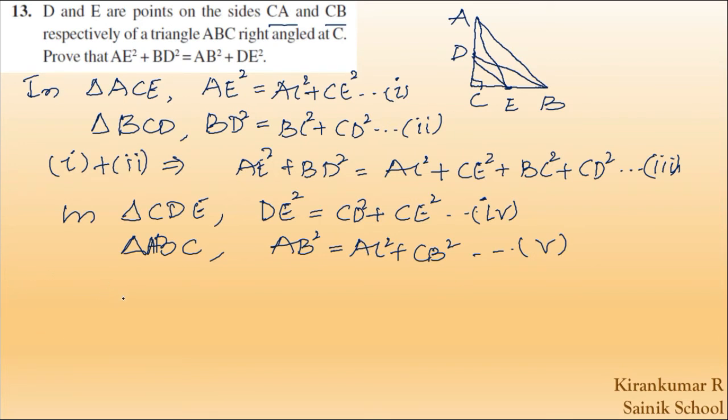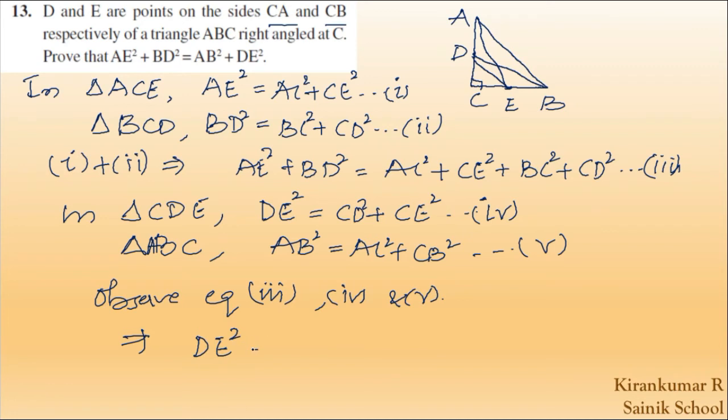Observe equations 3, 4 and 5. What do we get? We get DE square plus AB square will be equal to AE square plus BD square. This is what is to be proved since we have done that.